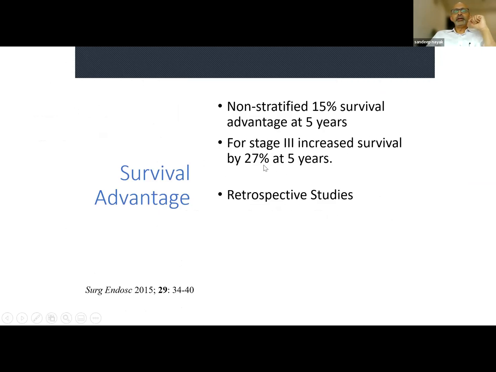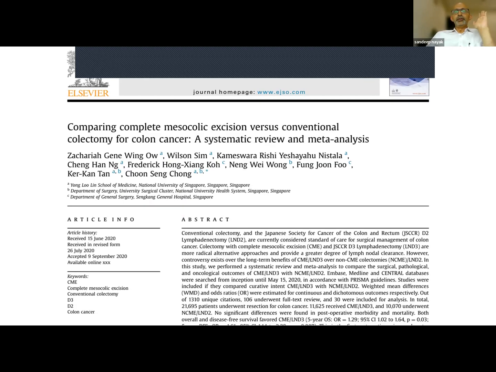What is also important is that in stage 3, which may be quite common in India, there is a 5-year survival advantage of about 27% with D3 dissection. That is what you have to remember. When I say D3, I'm including CME as well as central vascular ligation. So extending the lymph node dissection further gives you that much advantage.